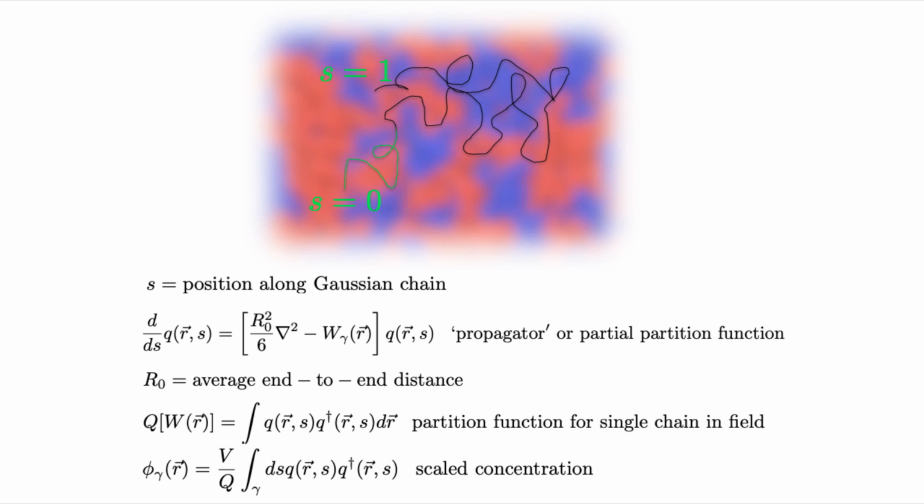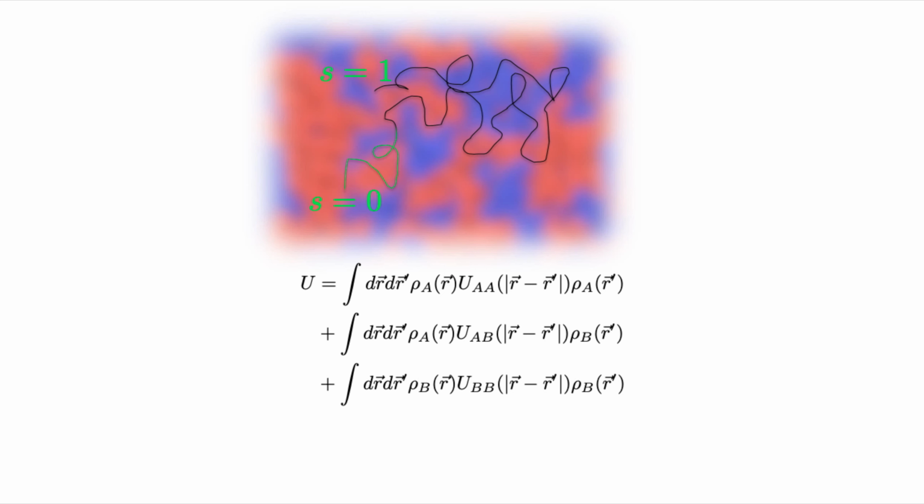If the chain contains different types of monomers, for example an A-type and a B-type like before, with corresponding fields WA and WB, or more generally W-gamma, then we just have to modify the diffusion equation so that each part of the chain feels its corresponding field. The concentration of each portion of the chain is then found simply by restricting the integral to the corresponding part of the polymer. The next step is to define a pairwise potential. We could in principle use the Lennard-Jones potential or whatever else from earlier, but there are simpler choices that we can implement without losing much.